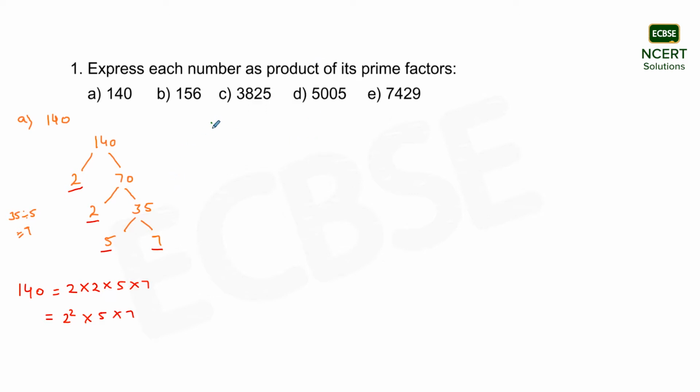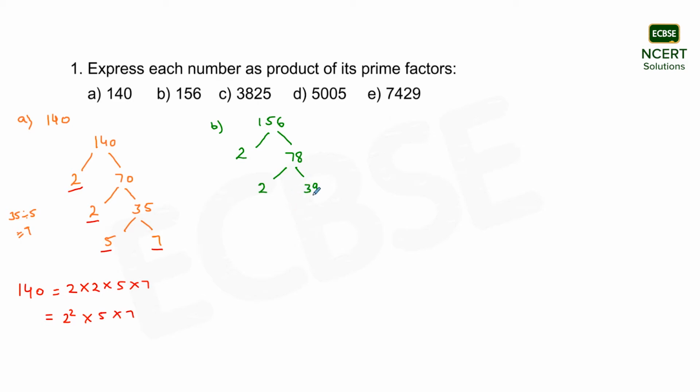Now coming to the B part, the number being provided is 156. I can see very clearly that this is an even number. If I take the prime factor 2 out from 156, I'll be left with 78. And we know 78 is an even number. So again if I take the prime factor 2 out, I'll be left with 39.